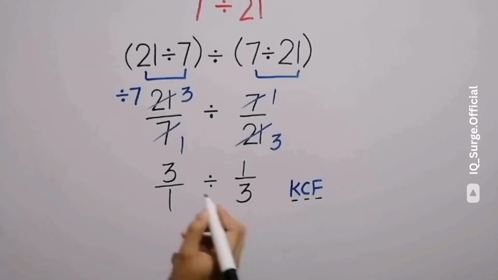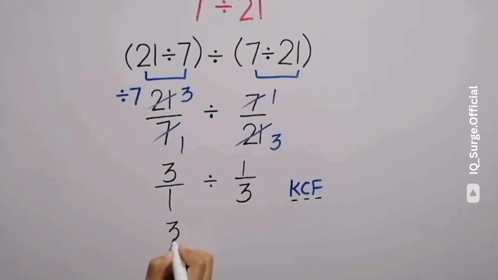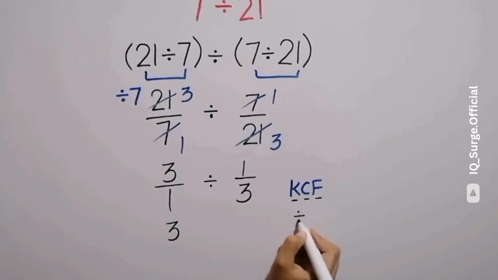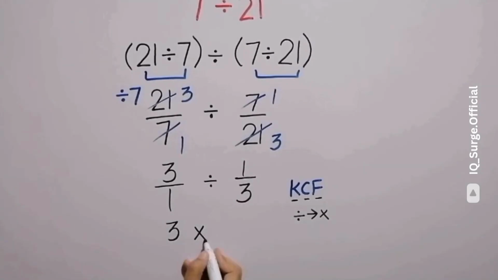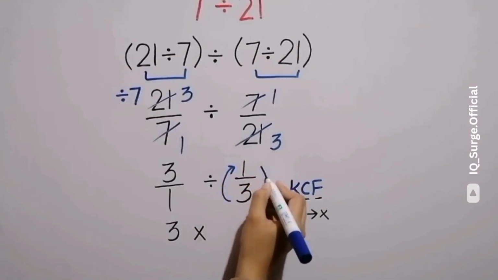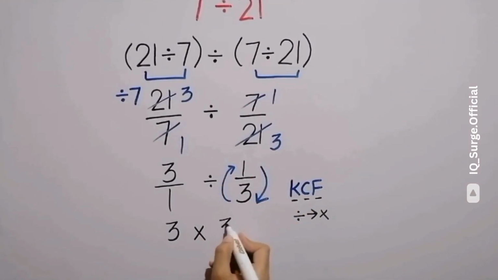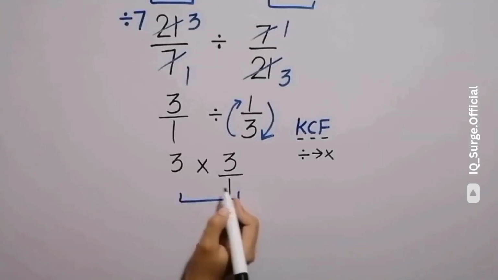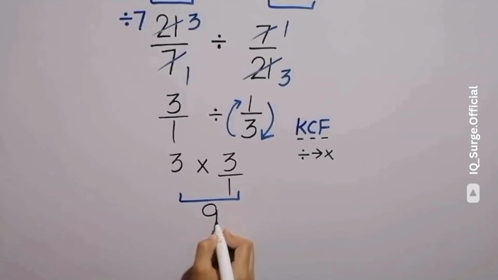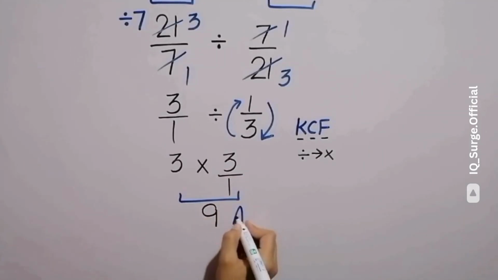Now according to the KCF rule, keep the first fraction as it is. Change division into multiplication. And flip the second fraction. 1 over 3 becomes 3 over 1. Finally, 3 times 3 equals 9, and this is the possible answer to this expression.